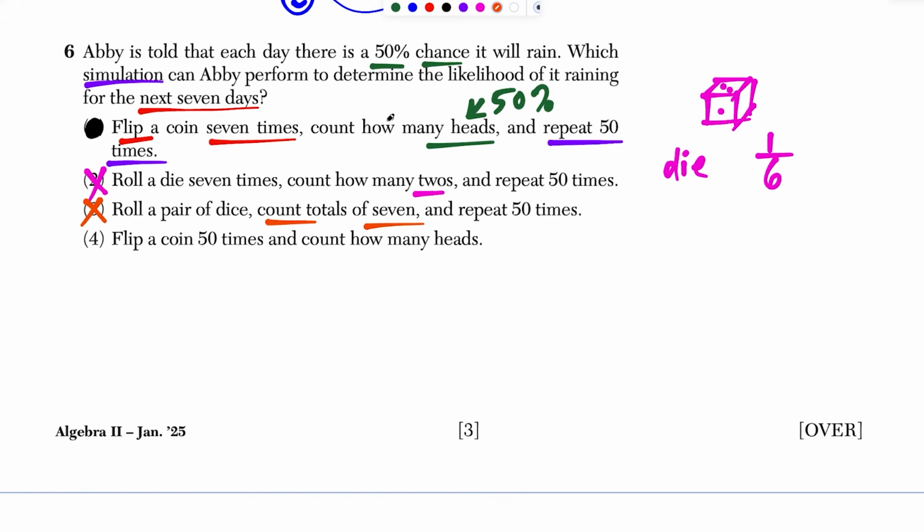And then choice 4, let's see, we have flip a coin 50 times. So if we flip a coin 50 times and we count how many heads, this is not matching up with the condition here of looking for the likelihood of it raining for the next 7 days. Okay, so this one here is almost behaving like the simulation in choice 1, except for the fact that the coin is not being flipped 7 times. So this would be if we're just looking at the likelihood of it raining over the next day or something, and just looking at 1 day. So that's why 4 is out, and it's definitely choice 1.